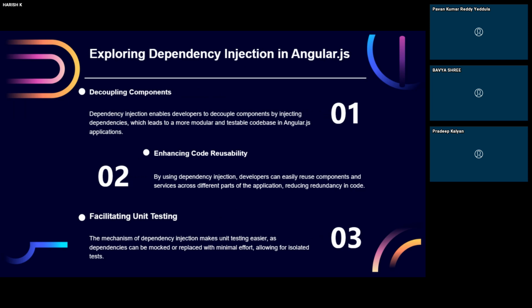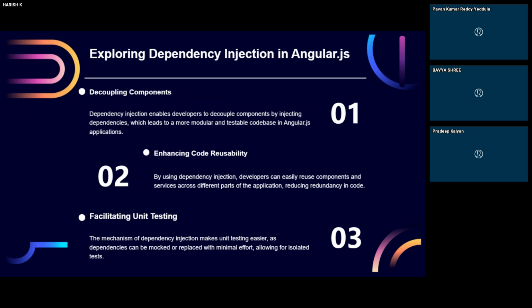That makes the code base of AngularJS more unique. And secondly, code reusability. By dependency injection, developers can easily reuse the components, and also reduce unnecessary code like redundancy code.